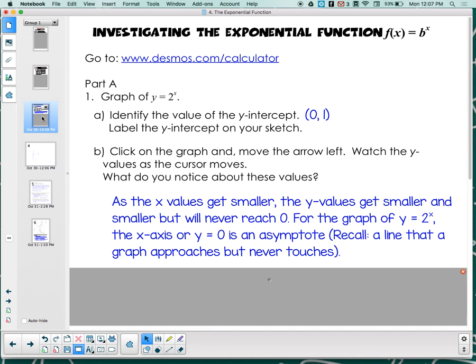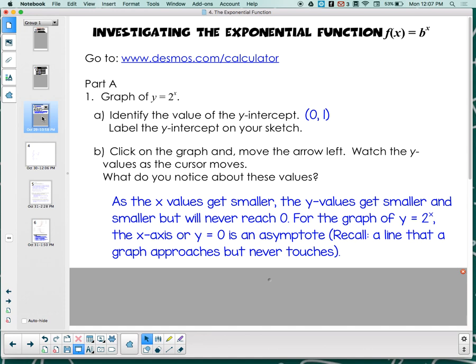As you recall from chapter 1, we talked about situations where a graph approaches a line, that we call an asymptote. We saw those when it came to rational functions. We have an asymptote now for the exponential function, and that would be our parent graph.